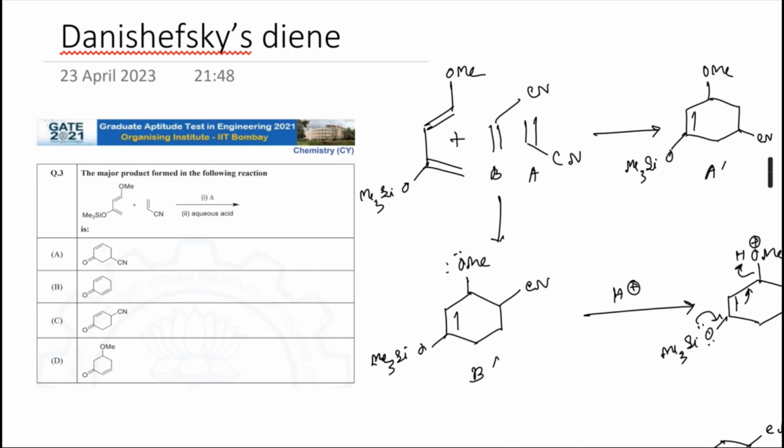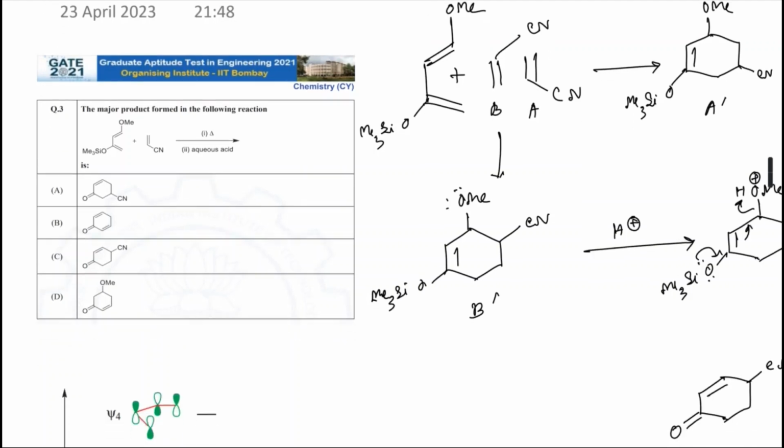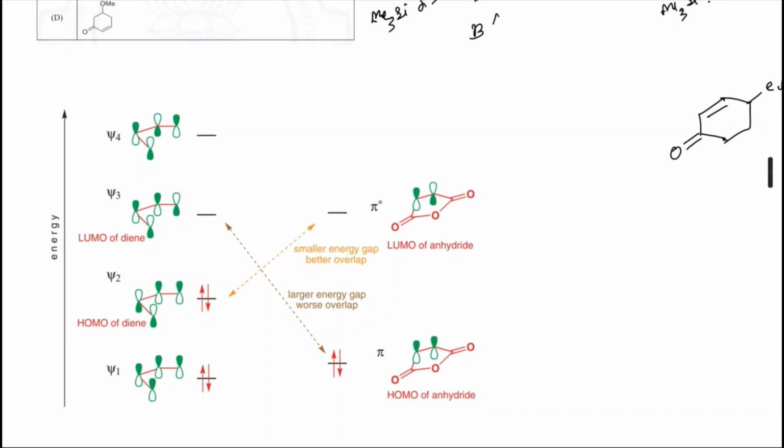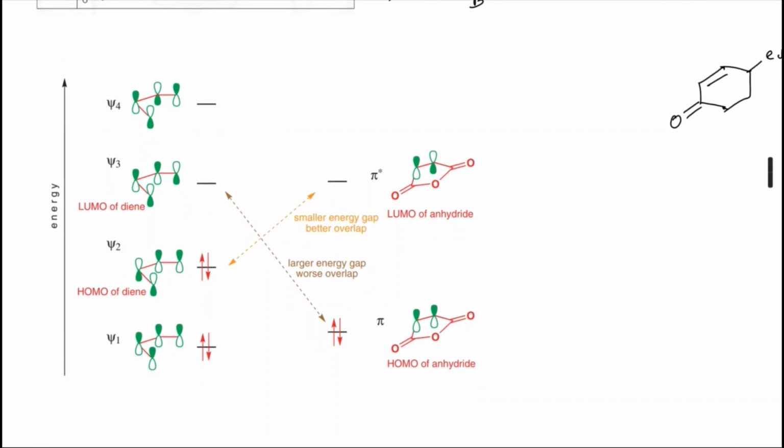And today's topic is regioselectivity in Diels-Alder reaction, mainly focusing on Danishefsky's Diene. Before going to Danishefsky's Diene, first we will see how the frontier molecular orbital helps in the regioselectivity in the Diels-Alder reaction. So here is the molecular orbital diagram of Diene and dienophile.